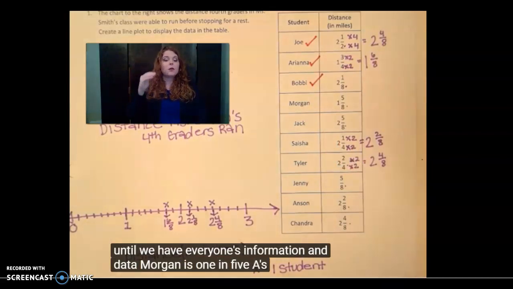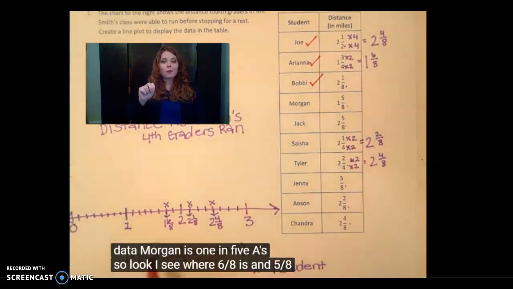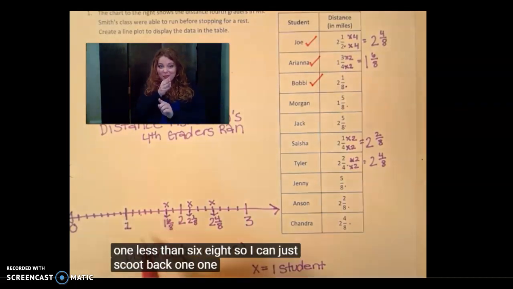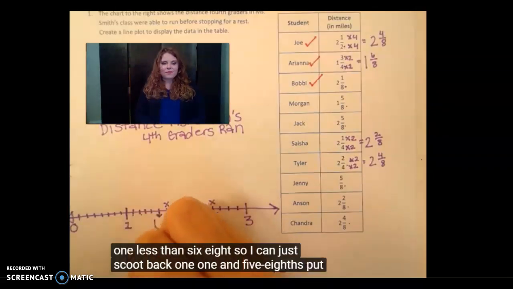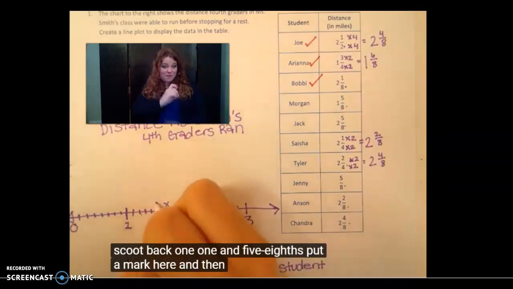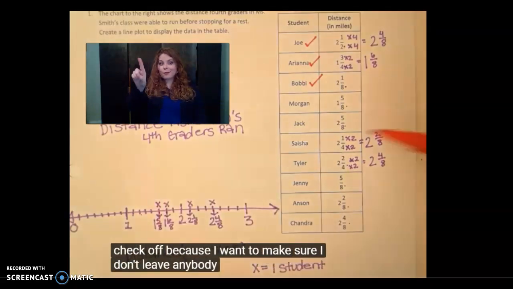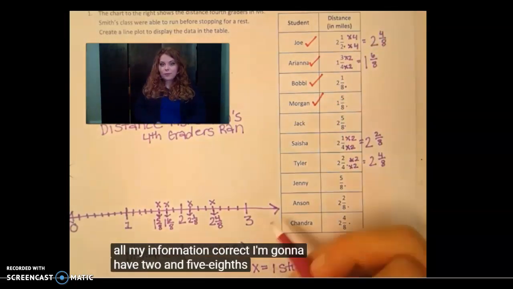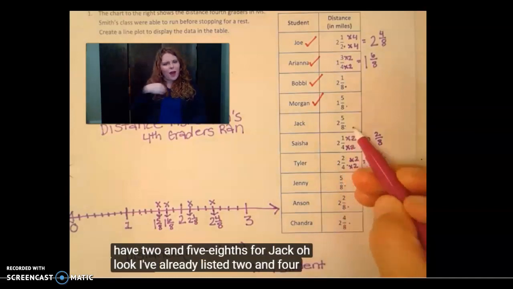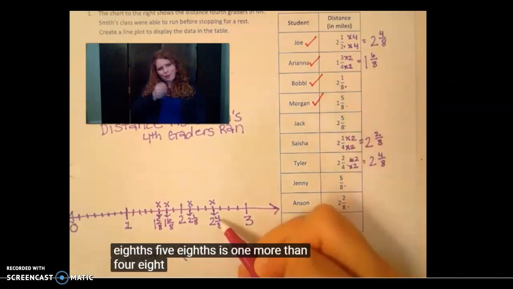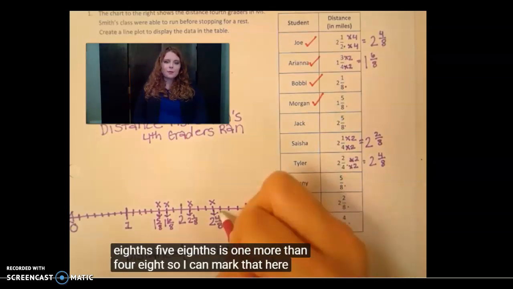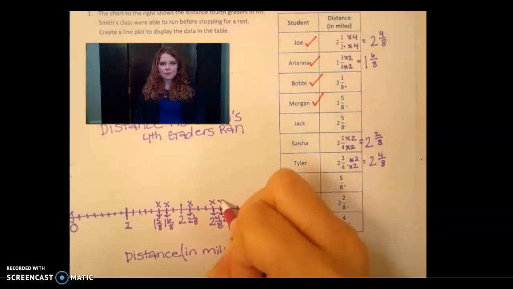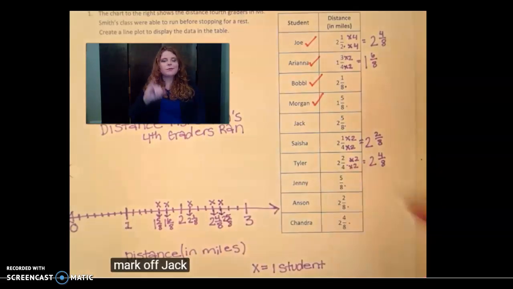Morgan is 1 5/8. So look, I see where 6/8 is, and 5/8 is 1 less than 6/8. So I can just scoot back 1. 5/8. Put a mark here. And then again, I'm going to check off because I want to make sure I don't leave anybody behind and I have all my information correct. Then I have 2 5/8 for Jack. Oh, look, I've already listed 2 4/8. 5/8 is 1 more than 4/8. So I can mark that here. Mark off Jack.